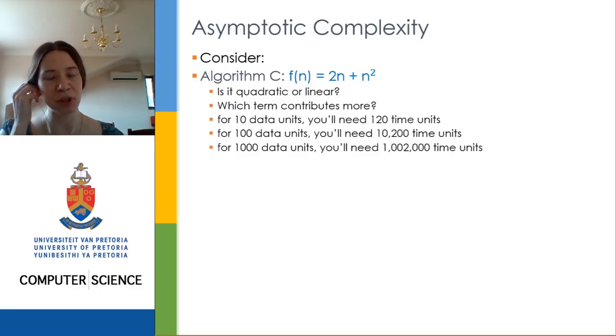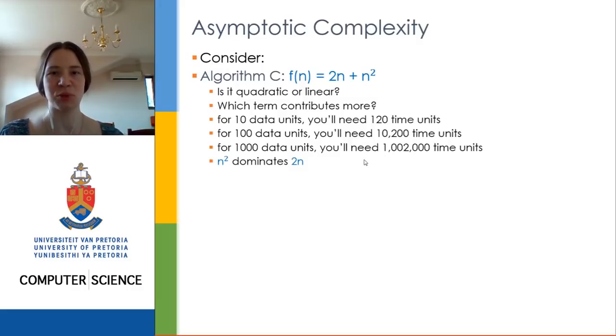So let's again substitute values to see how this plays out. For 10 data units, you will have 120 time units spent. For 100 data units, you will have 10,200 time units spent, and for 1,000 data units, you will have 1,002,000 time units spent. So this current solution, algorithm C, is definitely more comparable to algorithm B than to algorithm A. So n squared dominates n, clearly. This 1 million is more significant than the 2,000 that I slap on top of it.